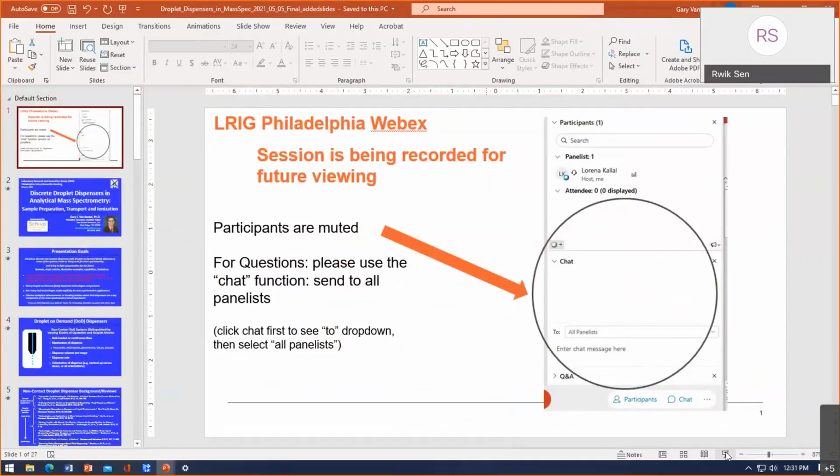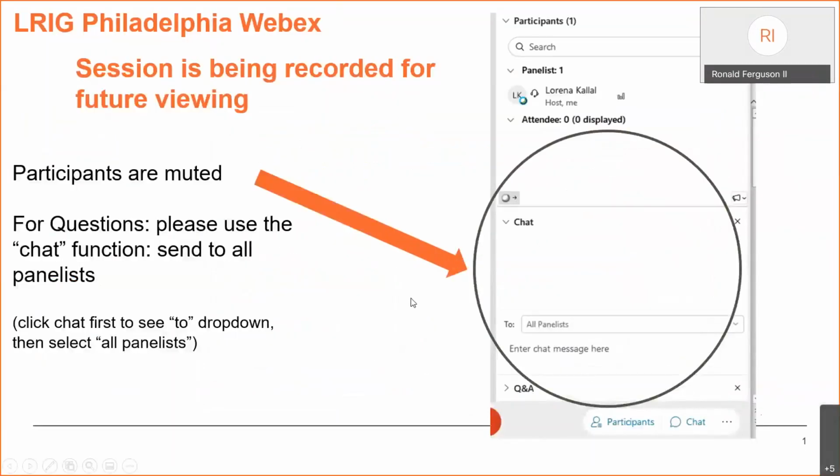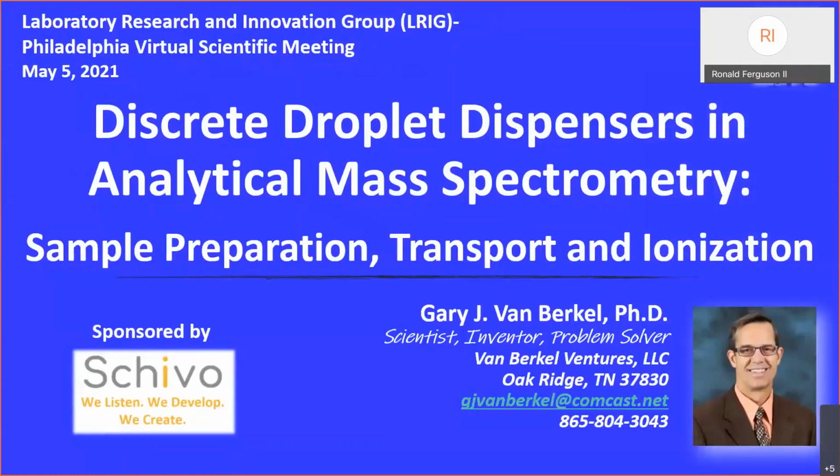Okay, next I'd like to introduce Dr. Gary Van Berkel, who is the owner and CSO of Van Berkel Ventures, LLC, an analytical measurement, science, innovation, research, consulting, and writing firm in Oak Ridge, Tennessee. Prior to starting this company in early 2018, Gary was a group leader and distinguished scientist in the mass spectrometry and laser spectroscopy group at the Oak Ridge National Laboratory. The title of his presentation is Nanoliter Droplet Dispensing for Analytical Mass Spectrometry and Other Applications. Please turn your attention to Dr. Van Berkel.